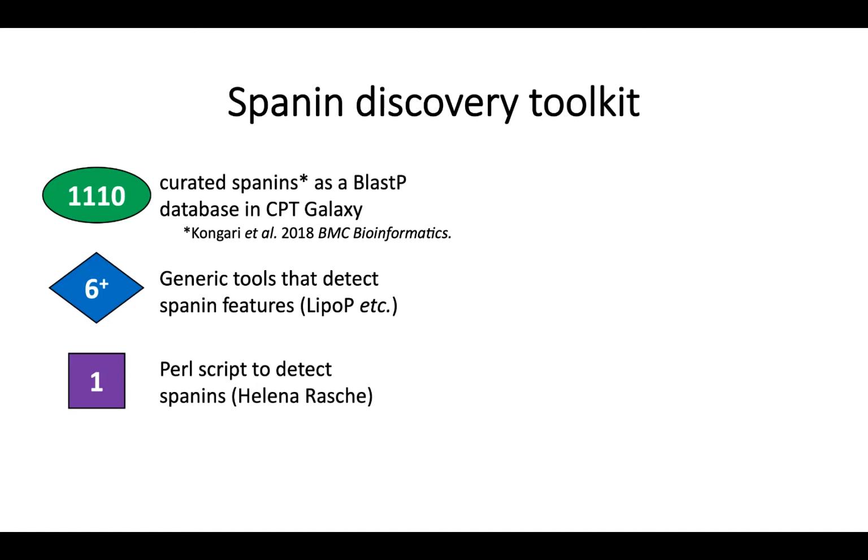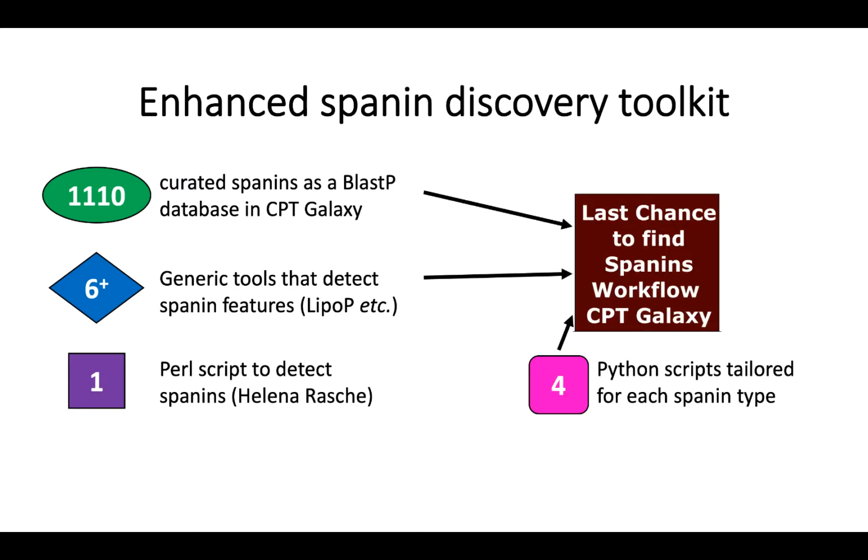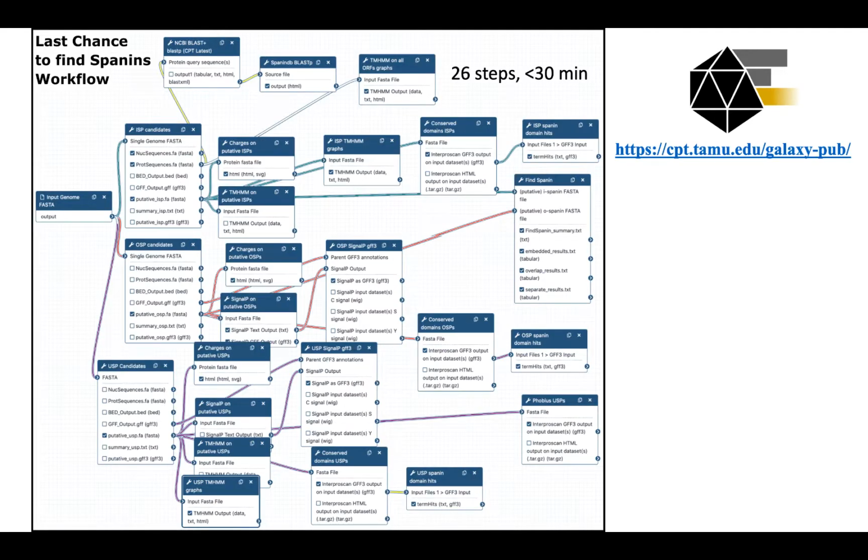We wanted to improve upon and modify this particular toolkit by combining the tools into a Galaxy workflow and by writing several new custom scripts in Python that were tailored to detect each of the spanin types based on their known features. So we did this, and this is what the current iteration of the workflow looks like. It has 26 steps, takes about 30 minutes or less to complete, and is housed on our Galaxy instance at the Center for Phage Technology.